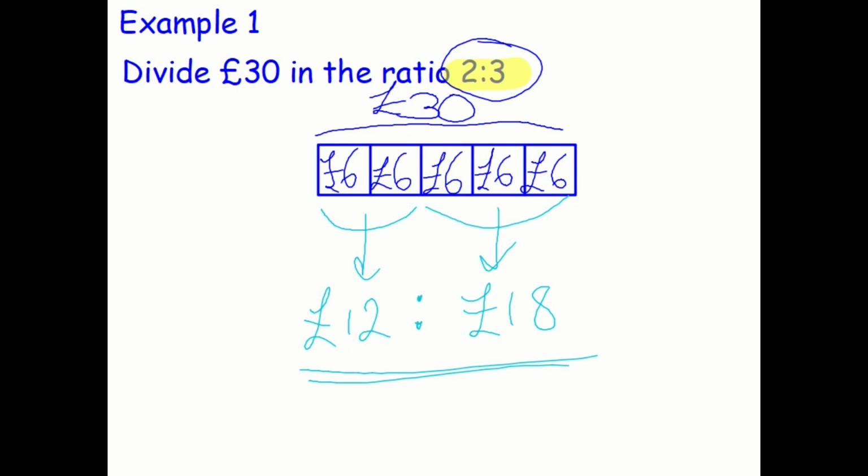You're asked to divide £30 and you can see that 12 plus 18 adds up to £30. And that's how you can actually check your answer. If those two numbers add to give your original, then you know you got it right.